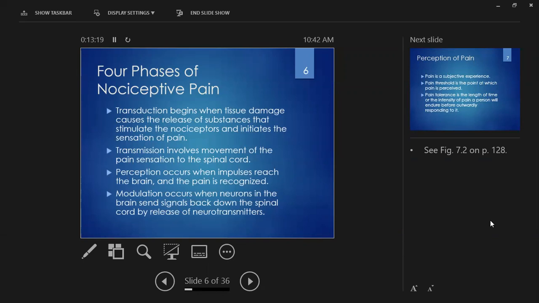So the first phase is transduction. The second phase is transmission. The third phase is perception. And the last phase is called modulation. And this is when the neurons in the brain say, okay, they're in pain, and they send a signal back down the spinal cord by release of neurotransmitters. So, for example, if you are standing in the kitchen and your baby is talking to you and you're distracted and you lay your hand on a hot stove, what would be the example of transduction? Tell me what's happening in the transduction phase.